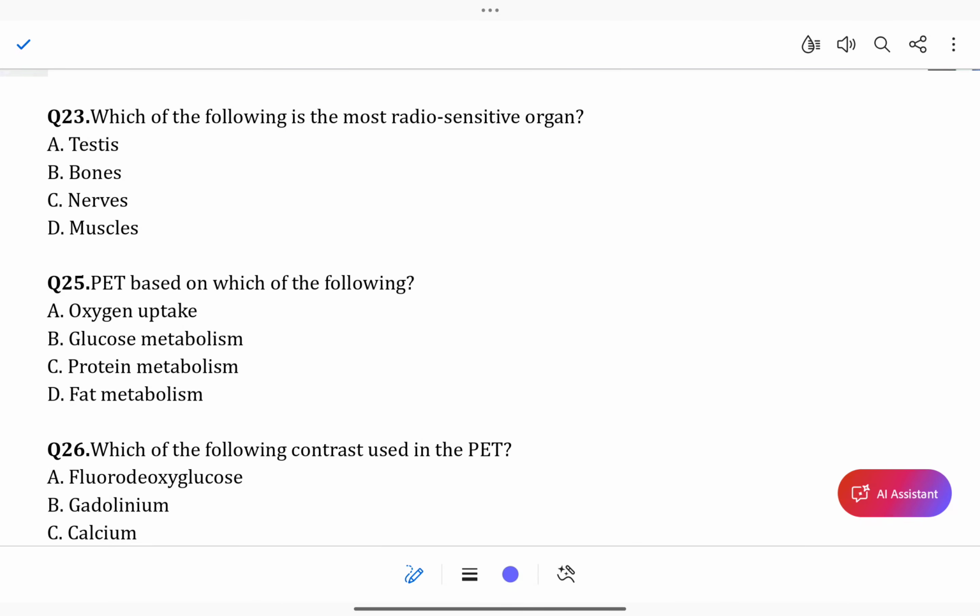Very easy question. 23. Which of the following is most radiosensitive? Testis, bones, nerves, muscles. Testis. Question 24. Sorry, it's not 25, it's 24.